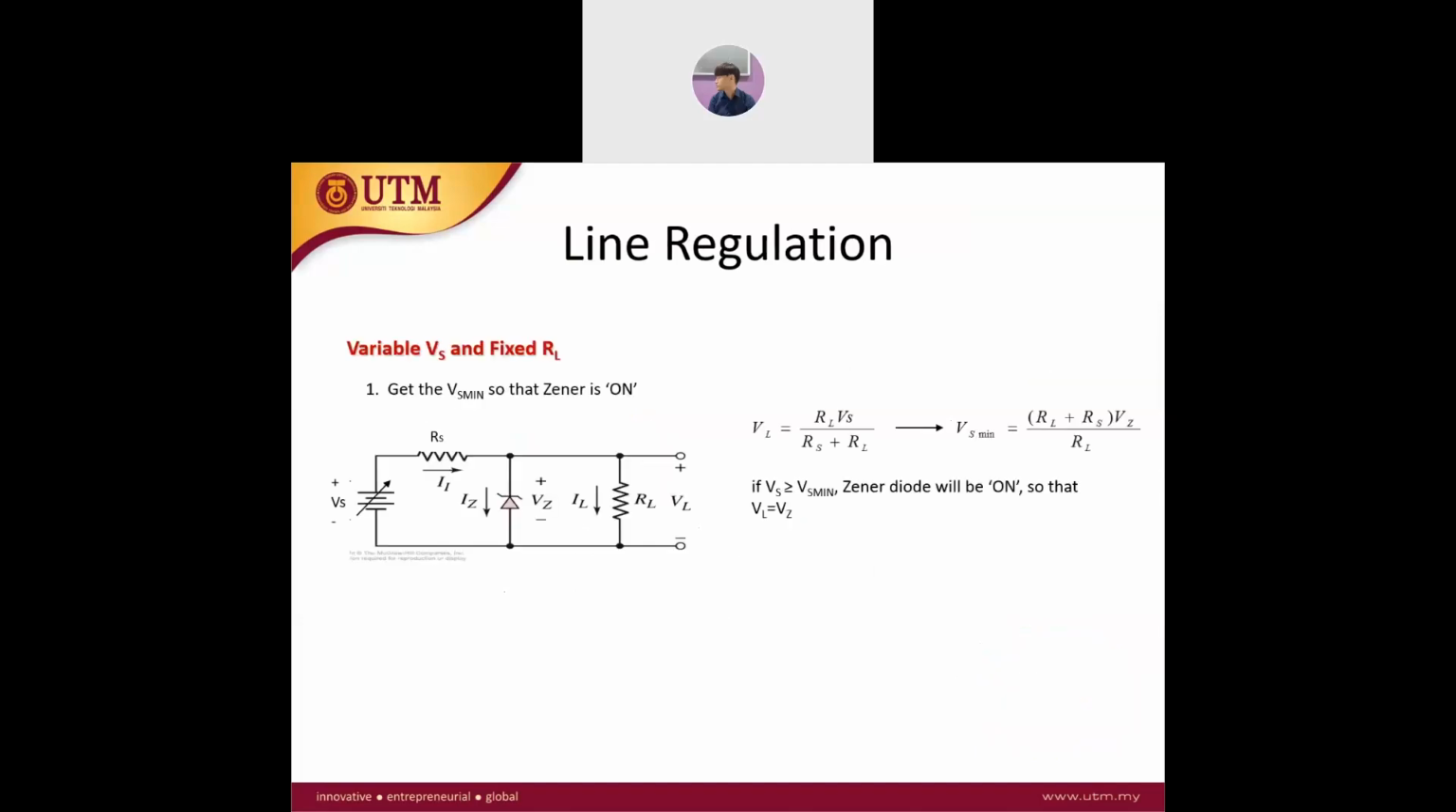The next part of the lecture, whether we do it by recording or face-to-face, will be the line regulation. Just a sneak peek for line regulation: the source is now going to be varied, and the RL is going to be fixed.